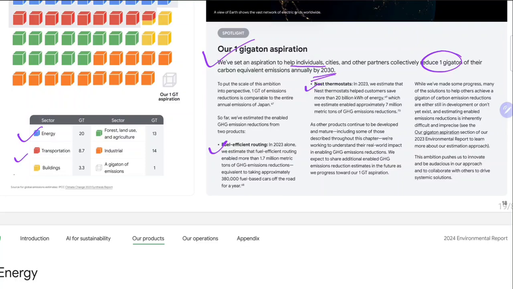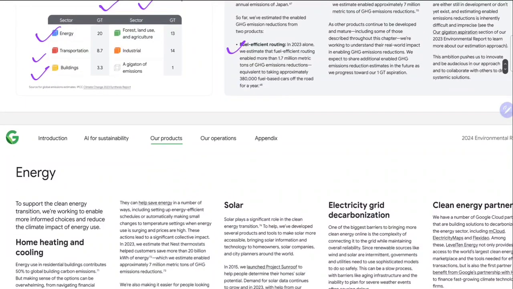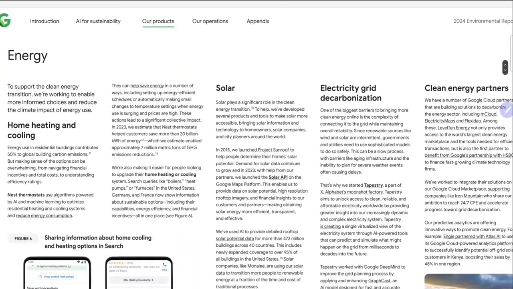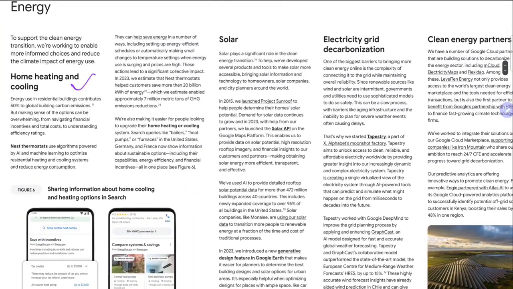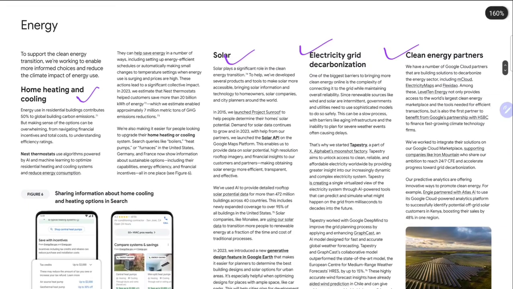Sector wise, energy, transportation and buildings, that energy consumption and emissions are there, and you can see certain other sectors also where information is given here. In energy, we see certain initiatives related to home heating and cooling, solar electricity and decarbonization, clean energy partners. So we can say these are some subtopics which are covered under the materiality topic called energy. Okay, and there is multiple information available. The quantitative and qualitative data is available related to these sub-materiality topics actually.